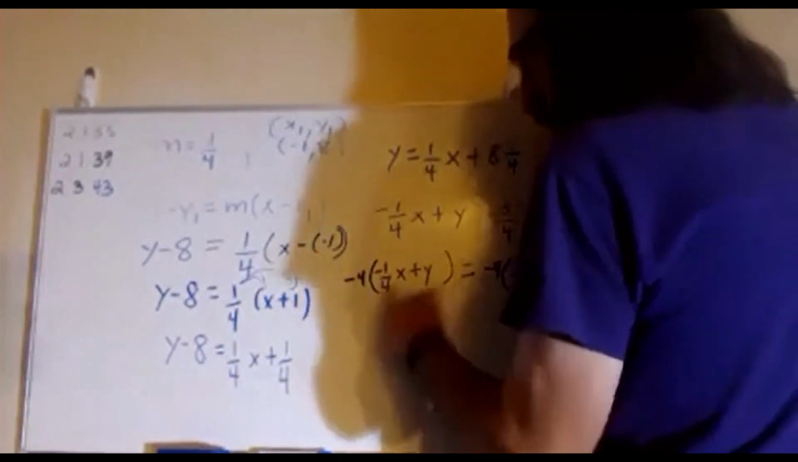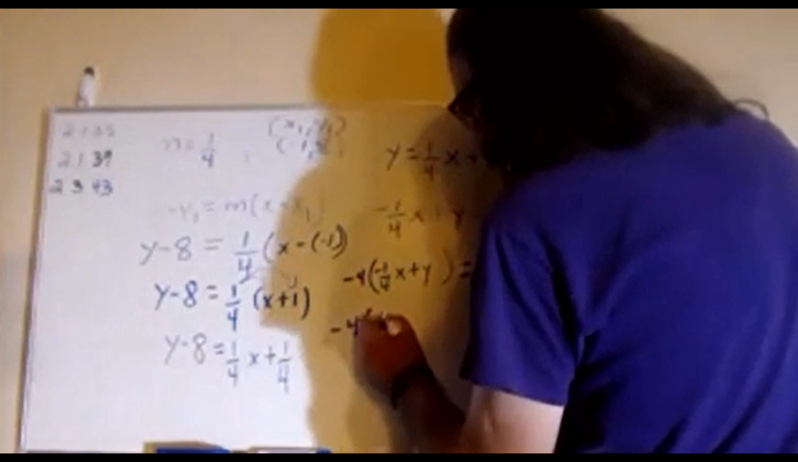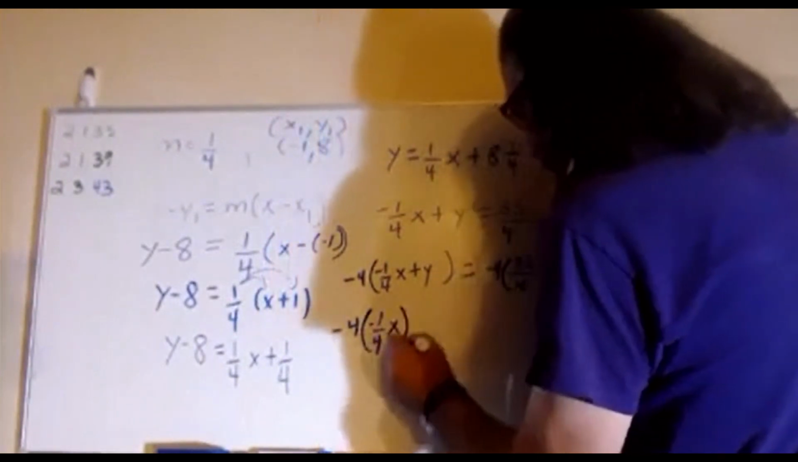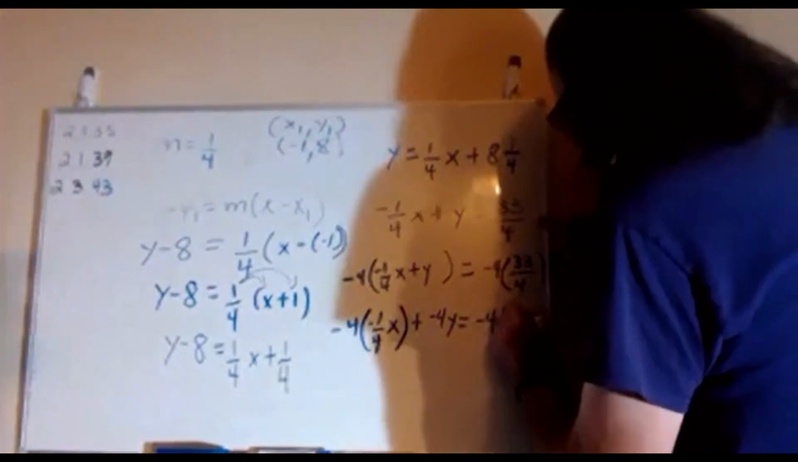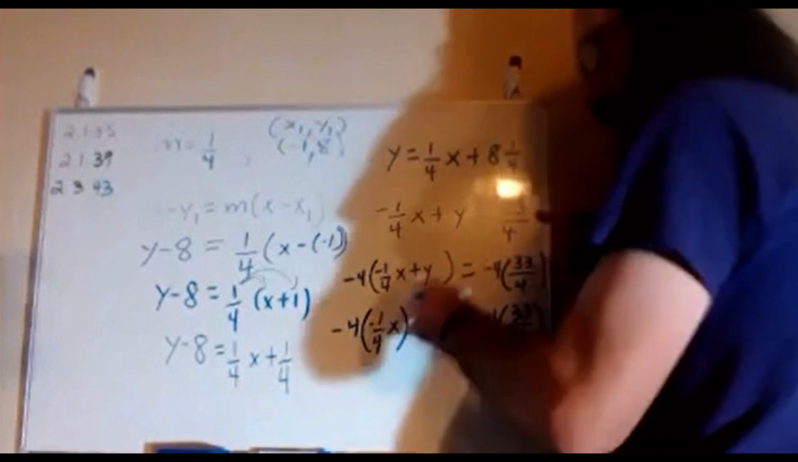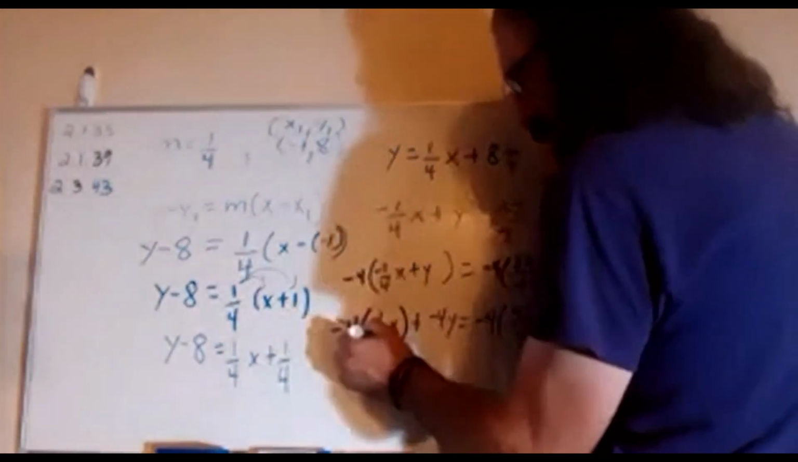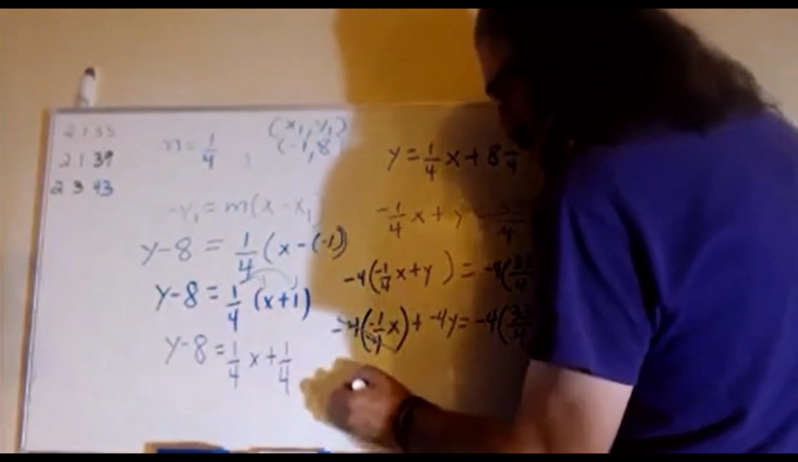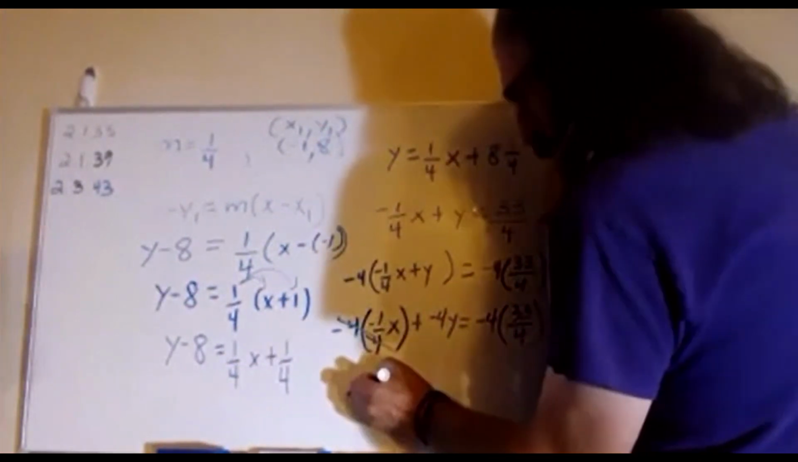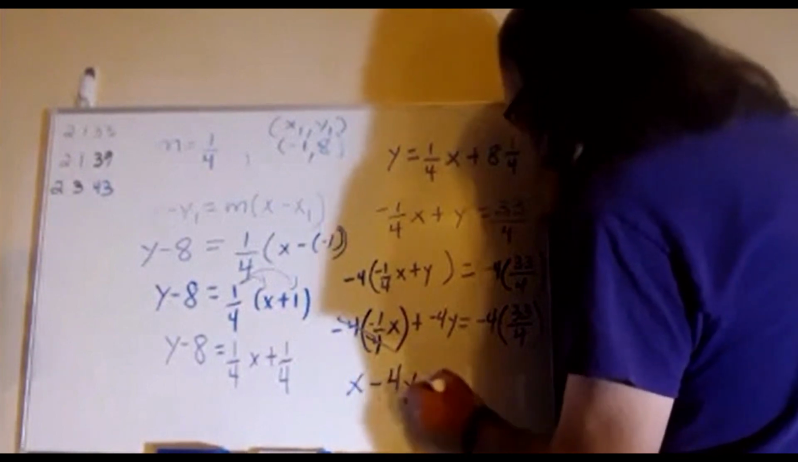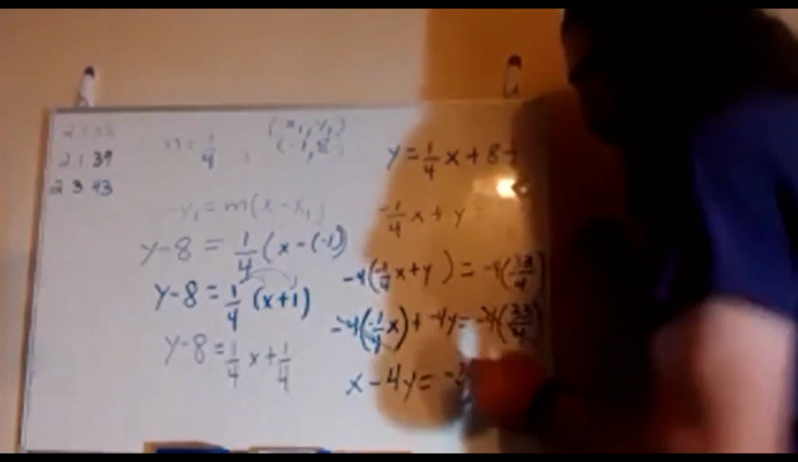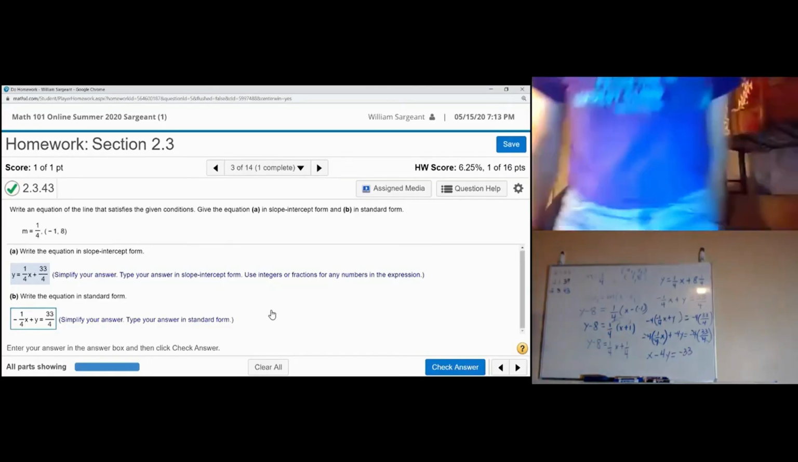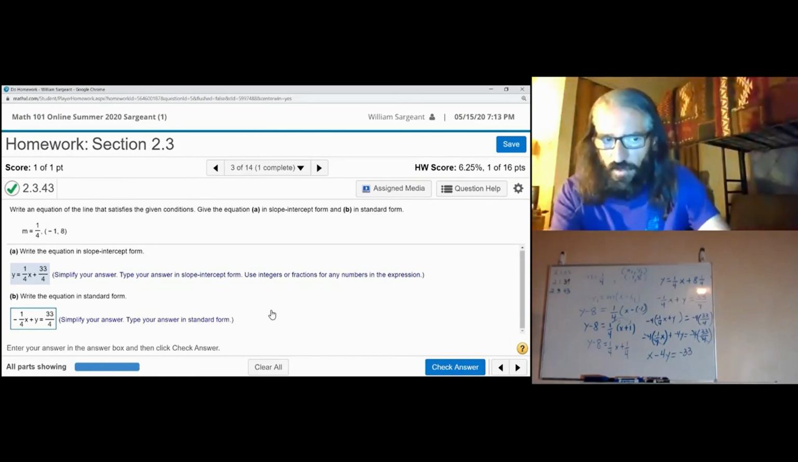I'll distribute on the left. Then I'll worry about canceling. Watch your signs here. These are two negatives. So the 4's cancel and the negatives cancel. So I've got a positive 1x plus negative 4y would just be minus 4y. And while the 4's cancel here, we still have the negative. So let's see how it responds to x minus 4y equals negative 33 instead.